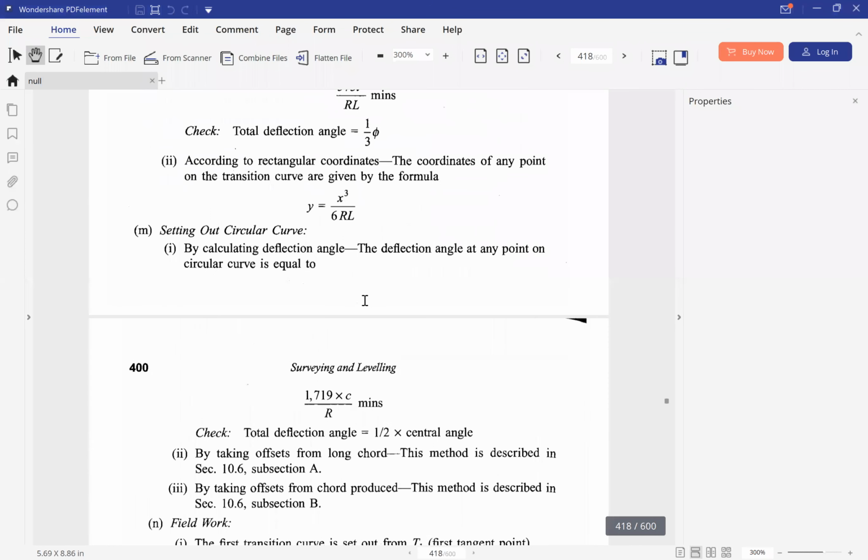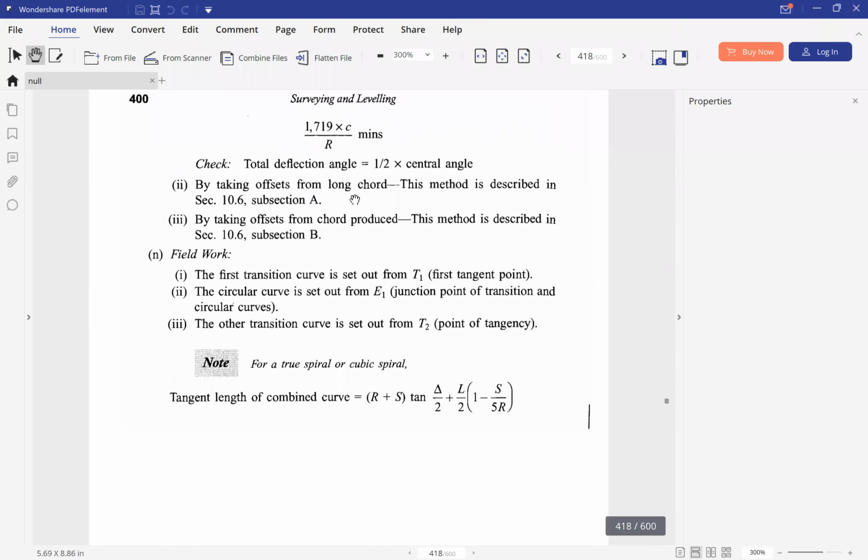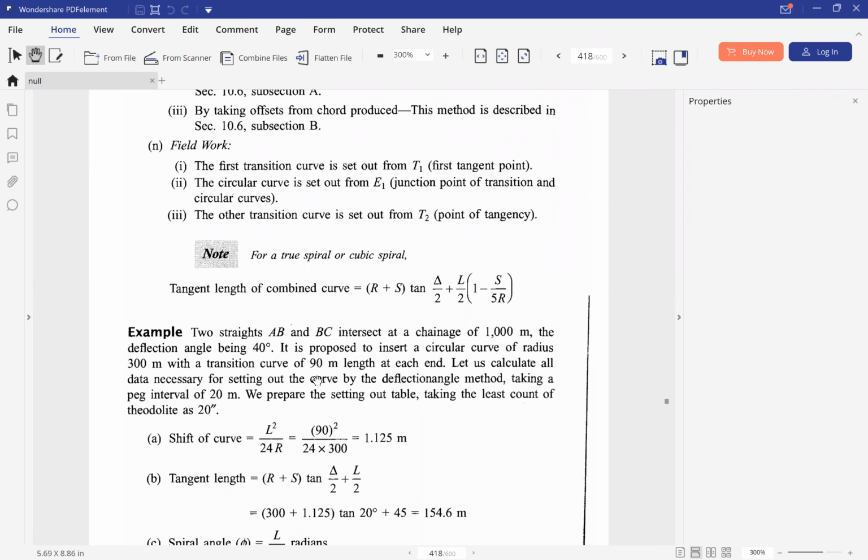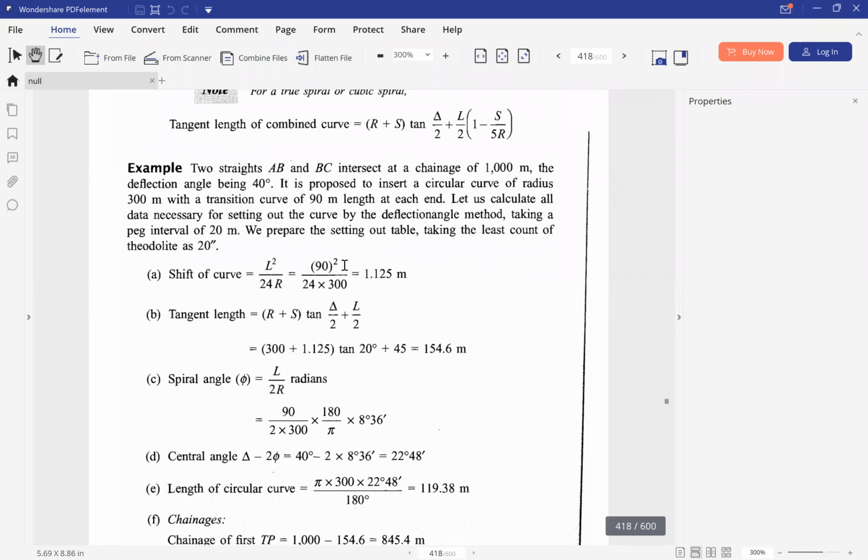Now, for setting out the circular curve, it's the same thing that you have been doing so far in the case of simple circular curves, and then in the case of combined curves. And if you see the reverse curve, it's also the same thing, you just have to lay out the two circular curves in opposite directions. Okay. Now, just going through that, we will be solving one example, so that if there is some misconception, it gets cleared.